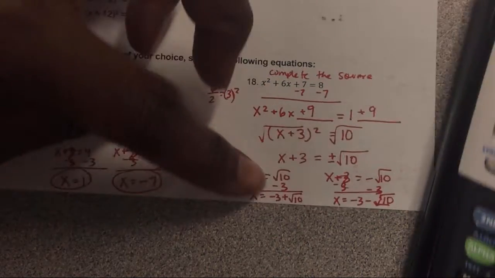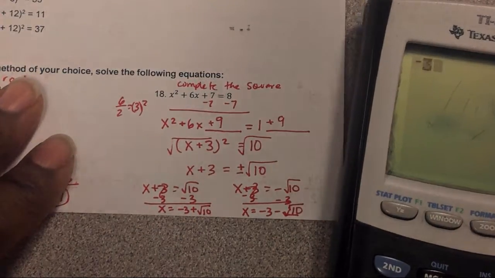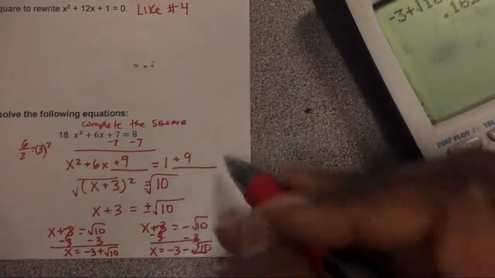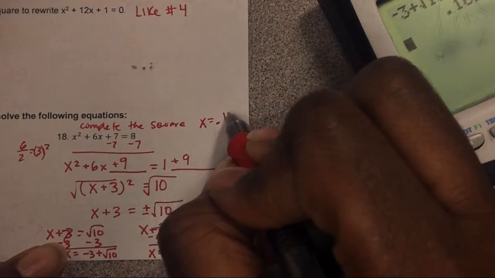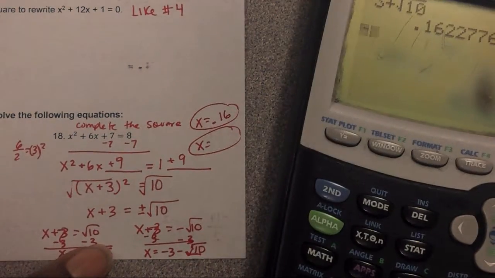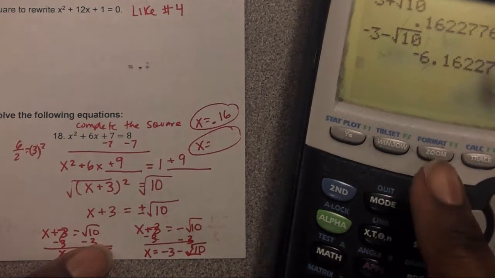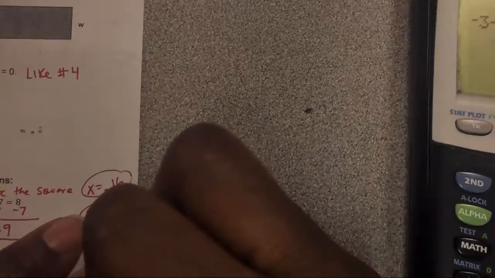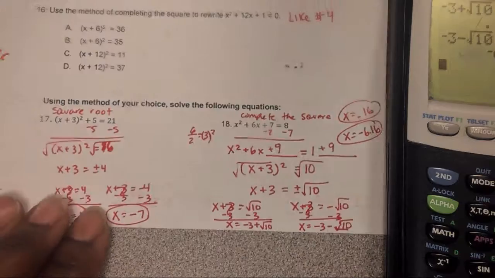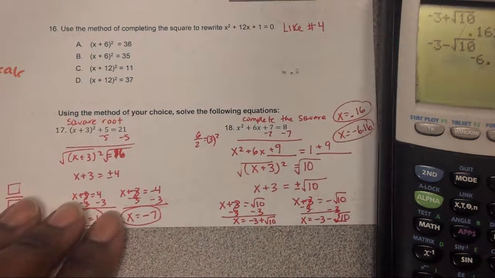In decimal form, if you want to see the decimal form, -3 plus square root of 10 is 0.16. So I'm getting x equals 0.16 for the first one. Then the second one is -3 minus square root of 10, -6.16. And that should be about it for the test review. Yep. Good luck.